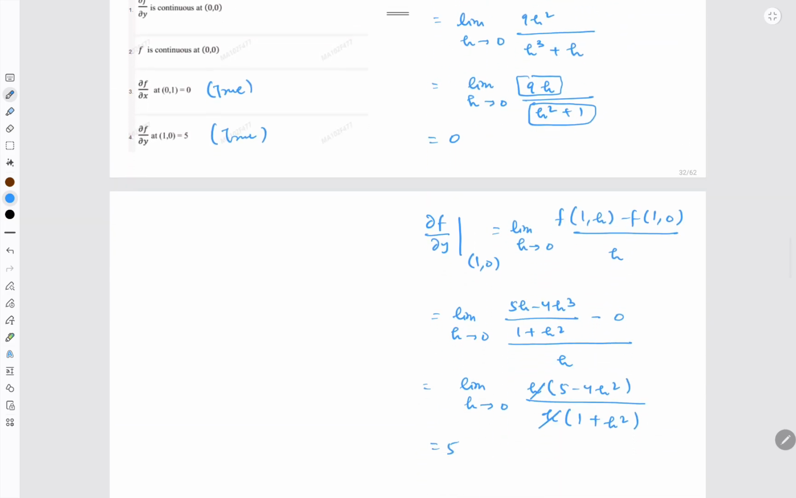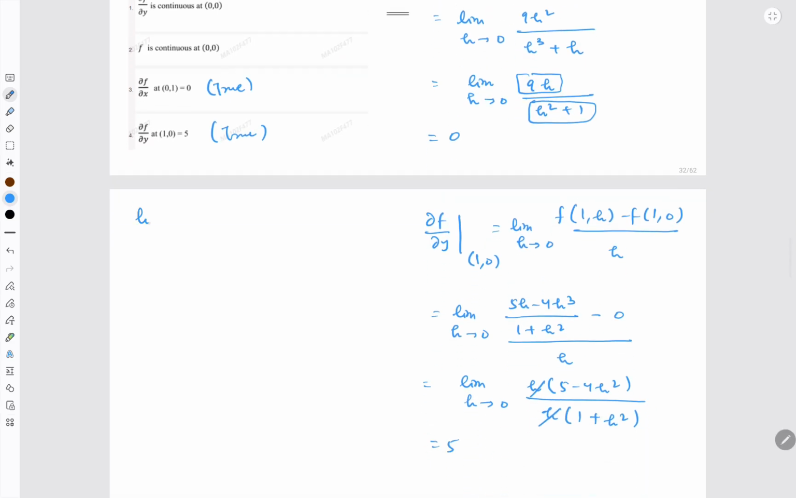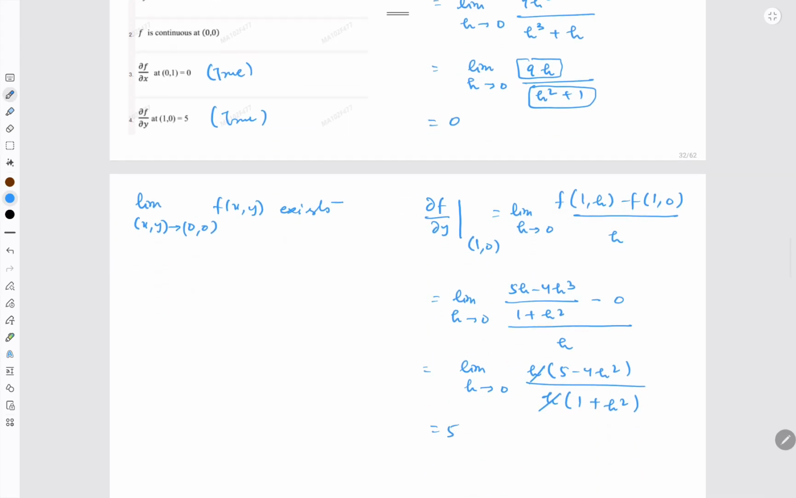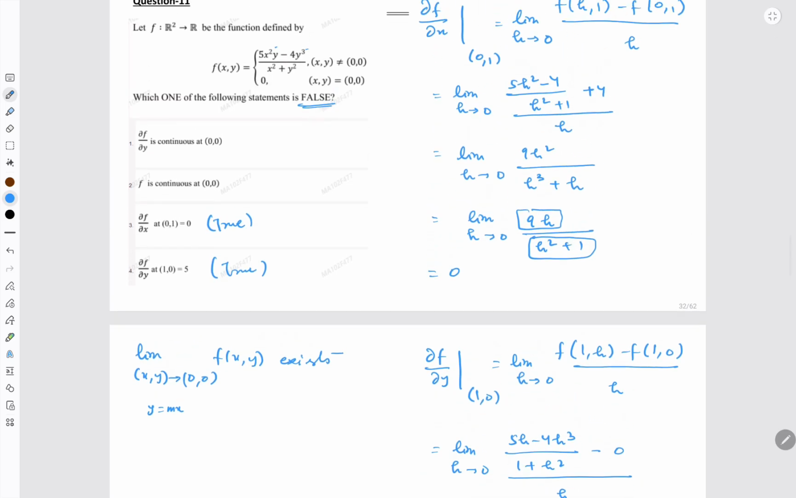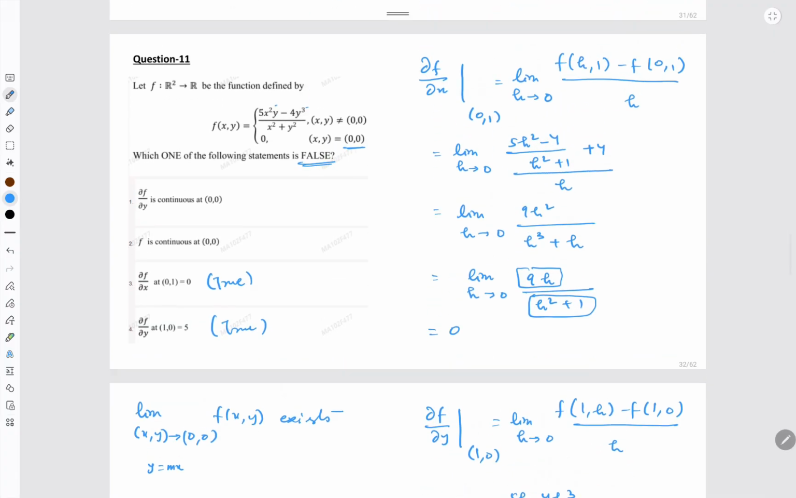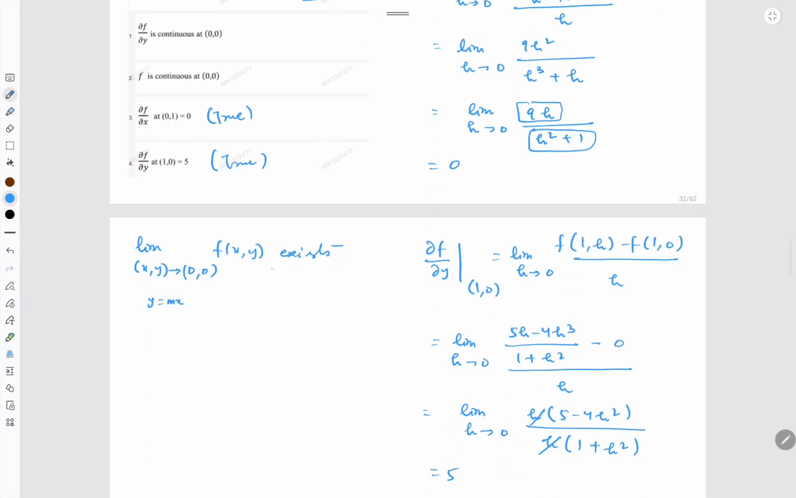Now option 2, let us find whether f is continuous at 0 comma 0 or not. F is continuous at 0 comma 0, that means limit x comma y tends to 0 comma 0, f of xy exists, right? So we can do it by putting y equal to mx and then we know how to do it, but that is not the foolproof method. The foolproof method for this kind of question, if a function is a two variable function and you are finding at 0 comma 0, then you have to turn the function into polar coordinate form. That is the absolute solution to this question.